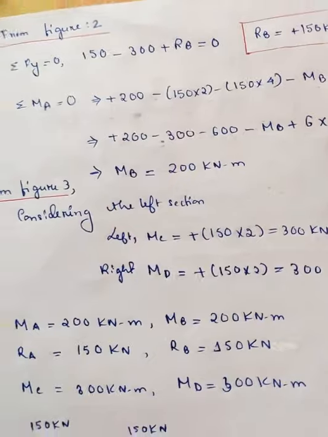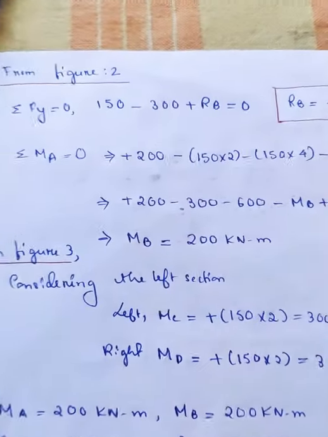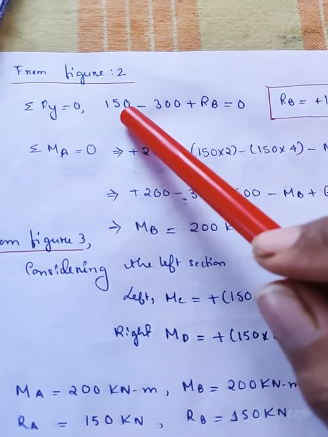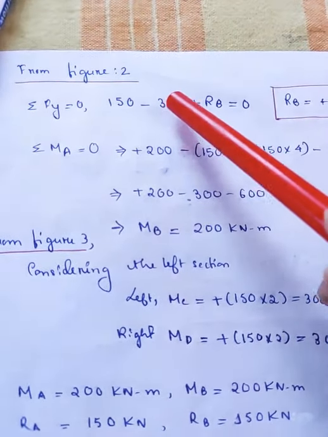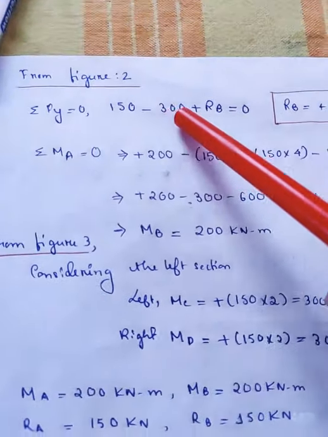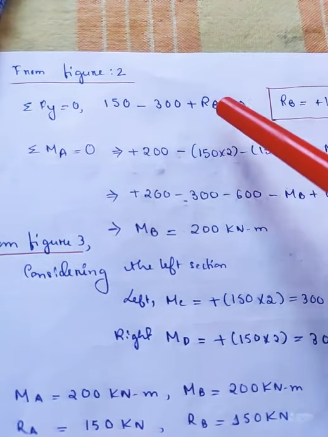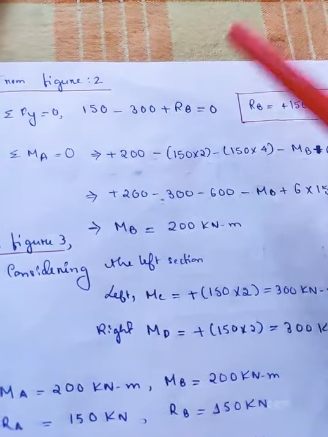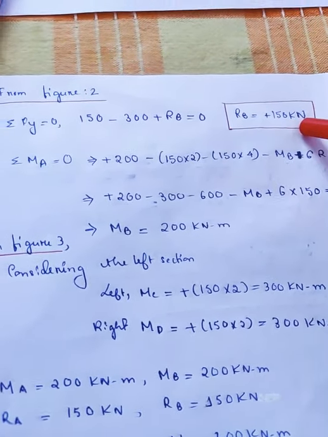Here as you can see, summation of vertical forces: here is the value of RA, it is going upward, minus both the forces are coming downward, here 300, then RB is moving upward, this is also positive. Hence from this we got the value of RB as 150 kilonewton.